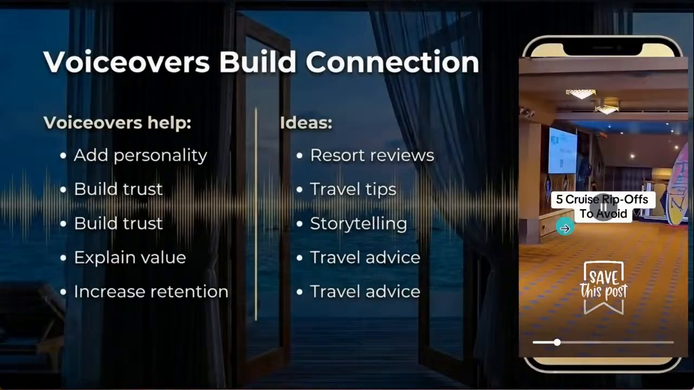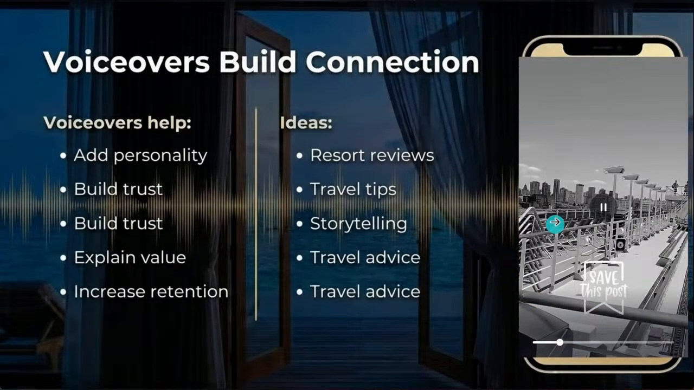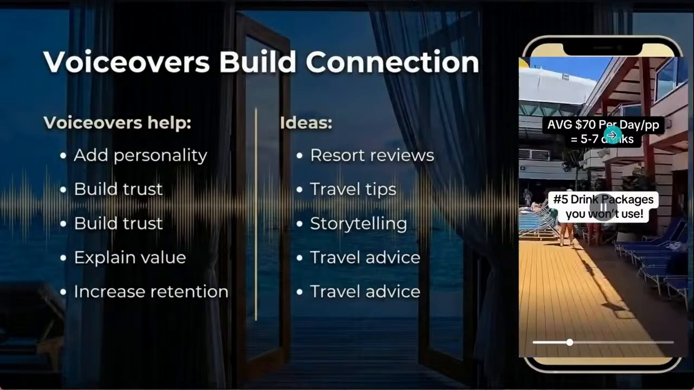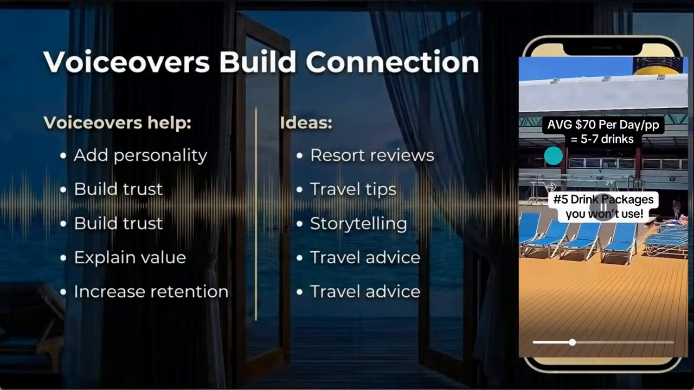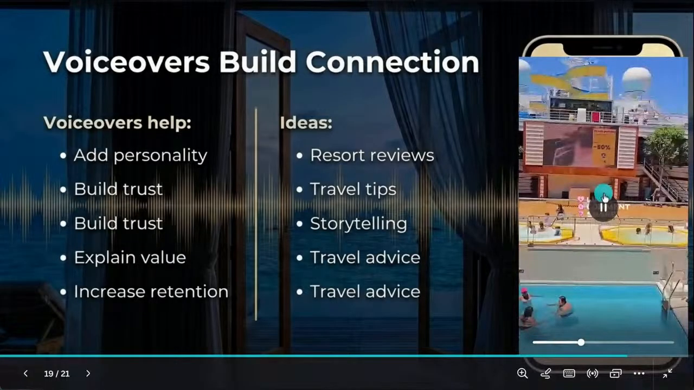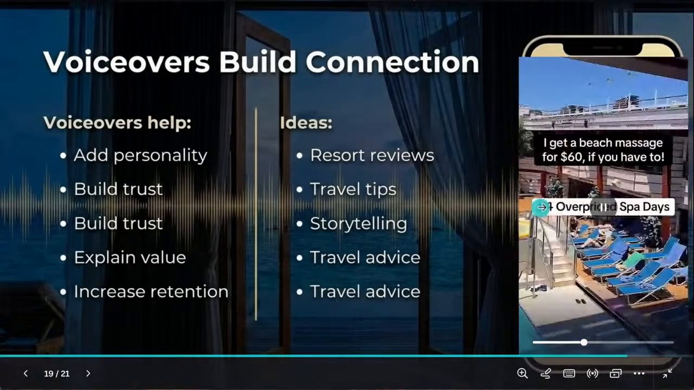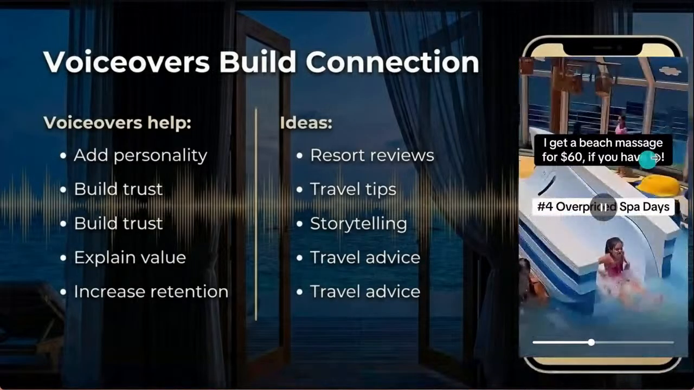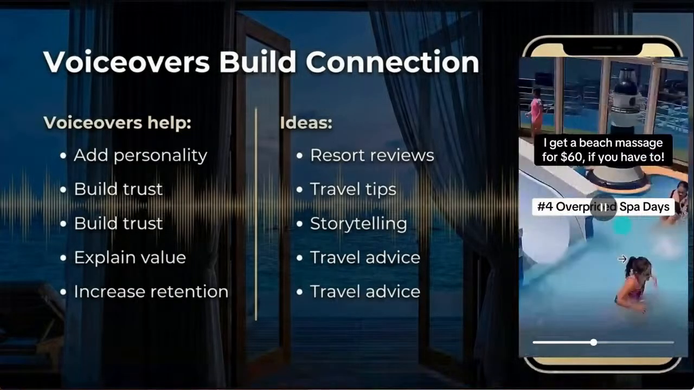All right. Now, number 5, drink packages you won't use. Average drink per day. I'm giving them value. And then there's going to be a call to action again, so I can pull them through: like, comment, share. All right. Number 4, overpriced spa days. I get a beach massage for $60 if you have to. Okay, this is an old video. Can you tell? Like and follow for more.